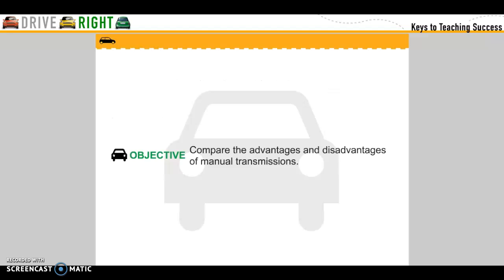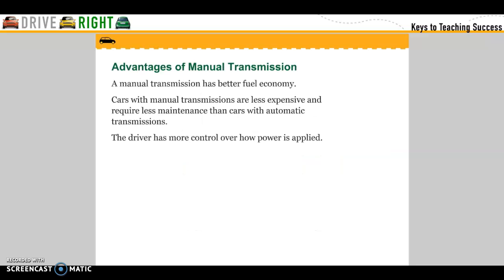Objective. Compare the advantages and disadvantages of a manual transmission. Advantages of a manual transmission. A manual transmission has better fuel economy. Cars with manual transmission are less expensive and require less maintenance than cars with automatic transmissions. The driver has more control over how power is applied.